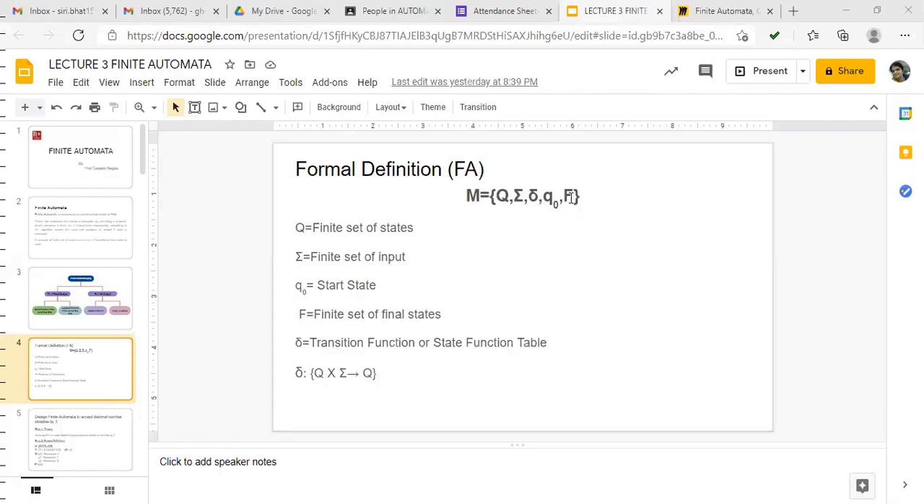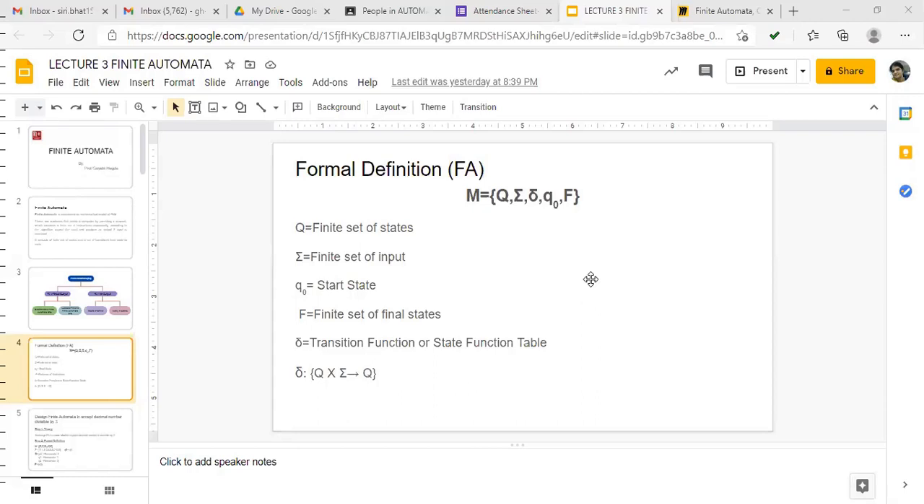To know that, we should have the final state. Next, I said, what is this delta? Delta is the transition function. If I have a current state, on which input does the machine change the state, and to which state does it go?